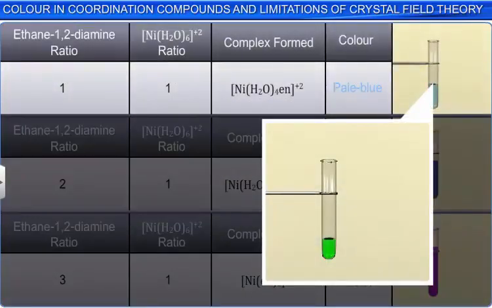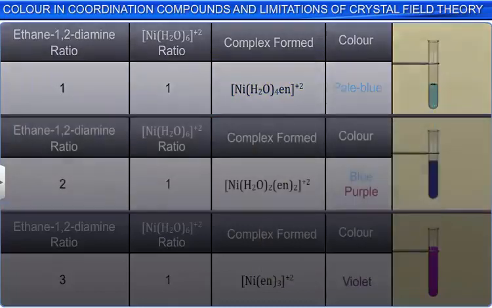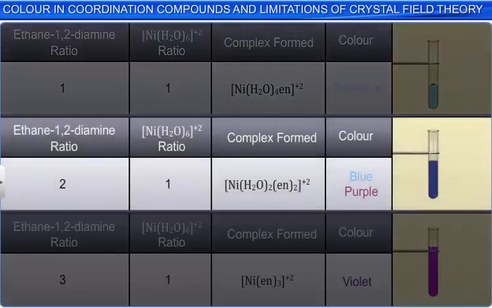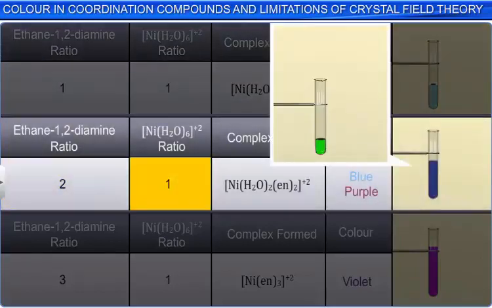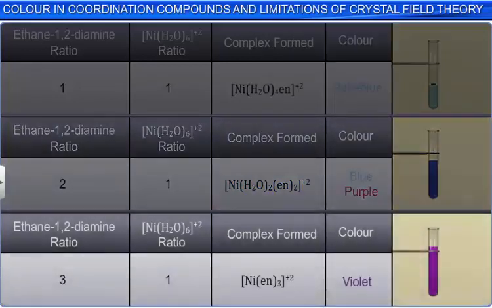When the addition of ethane 1,2-diamine to the complex is in the molar ratio of 1:1, a pale blue colored complex of tetraaqua ethane 1,2-diamine nickel-2 is formed. When the addition is in the ratio of 2:1, a blue or purple colored diaqua bis ethane 1,2-diamine nickel-2 is formed. Addition in the ratio of 3:1 results in a violet colored tris ethane 1,2-diamine nickel-2 complex.